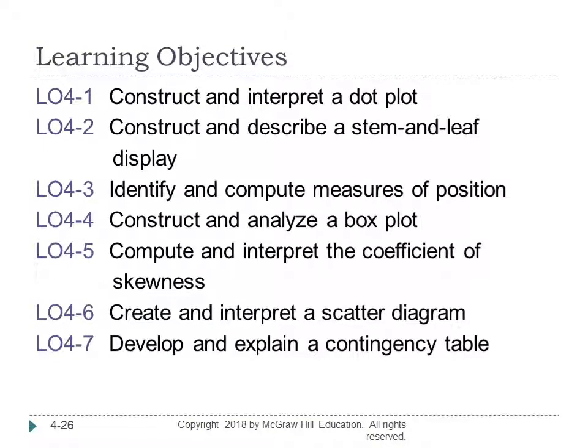Here are the objectives. Number one, we want to construct and interpret a dot plot. This is one form of graphs that we use. Next, we want to construct and describe a stem and leaf display. This is not really a graph, it's more like a table we use to display data. Number three, we want to identify and compute measures of position. We already have one measure of position, which is the median, but we want to see how we can calculate and identify other measures of position.